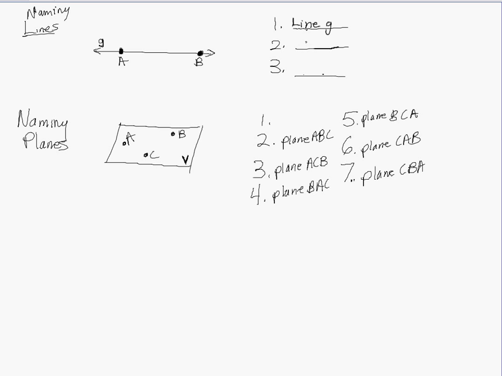Second, let's go ahead and use our symbols. We could say A, B, and put a little symbol right here. Or we can say BA, and let's use our symbol right here.